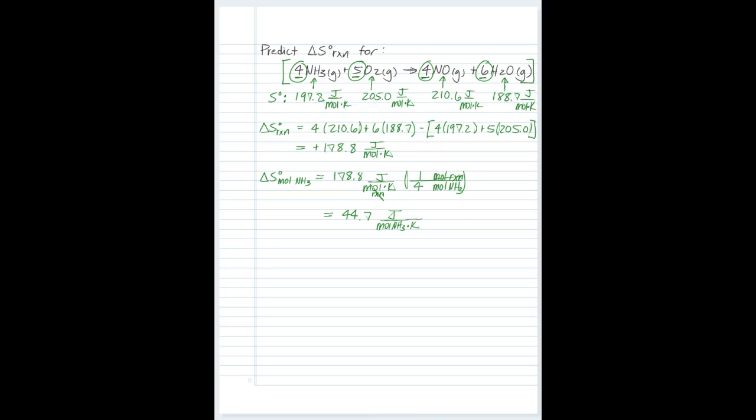times Kelvin. And so now, if you were to use this process and scale it up or down, you know the joules for every mole of ammonia, and you could just multiply that by however many moles of ammonia you have to know what the change in entropy is going to be for any scale of this reaction.